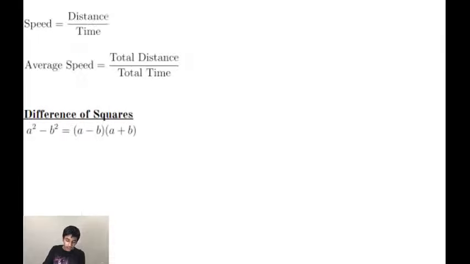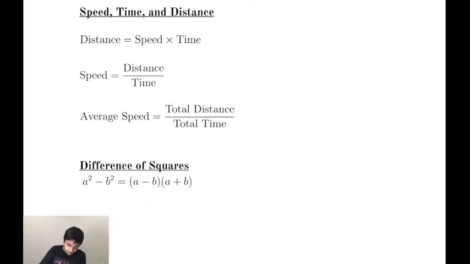Okay, so now let's take a look at speed, distance, and time. Distance is equal to speed times time. Speed is equal to distance divided by time. And the average speed is the total distance divided by the total time. And another useful factorization is difference of squares. A squared minus b squared is a minus b times a plus b.